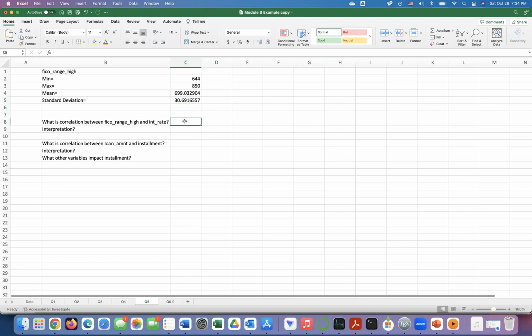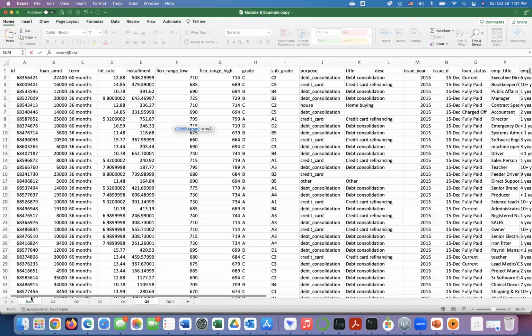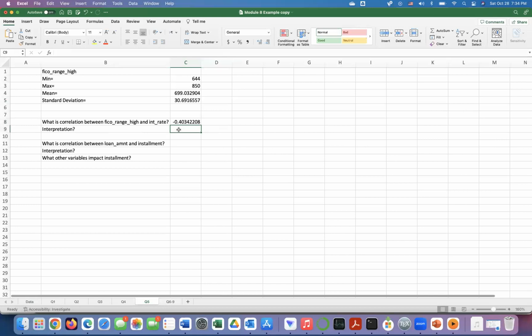What's the correlation between FICO range high and interest rate? So for that, we are going to use CORREL, and then correlation between two items. Yes, FICO range high and interest rates. FICO range high, and then comma, and then interest rates. So it's negative 0.4. Interpretation: as FICO range high increases, interest rate decreases. Yes, and that makes sense.